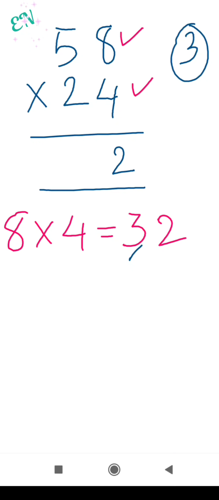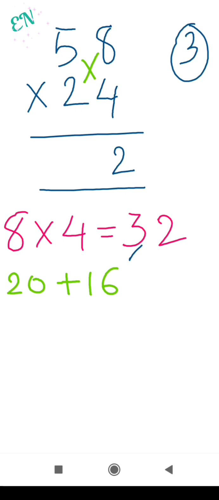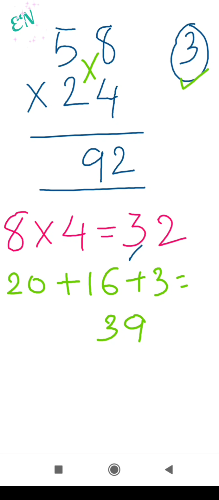Then in the second step, we have to multiply tens to ones and ones to tens. Then add the carry. So we will cross multiply. 5 4s are 20 plus 8 2s are 16, and we have to add the carry, that is 3. So we'll get the answer as 39. 9 we will write in the answer and 3 we will keep aside as carry.